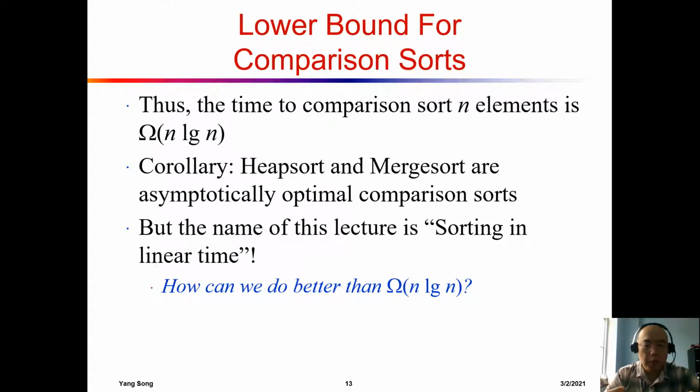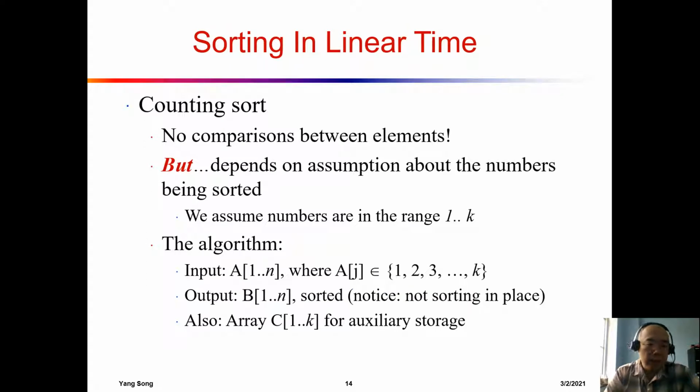But in this lecture, we are talking about sorting in linear time, and the question is how can we be better than omega of n log n, and why is it possible? Okay, and then we need to see a new sorting algorithm, and that is the counting sort. And the very important thing about the counting sort is we are not doing comparisons.